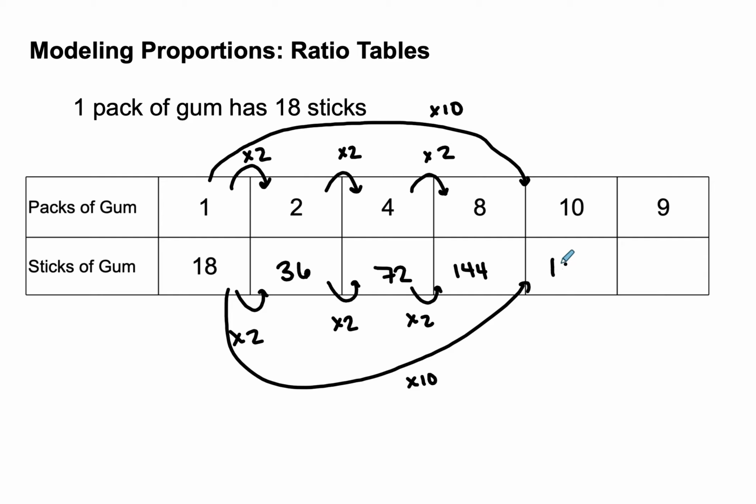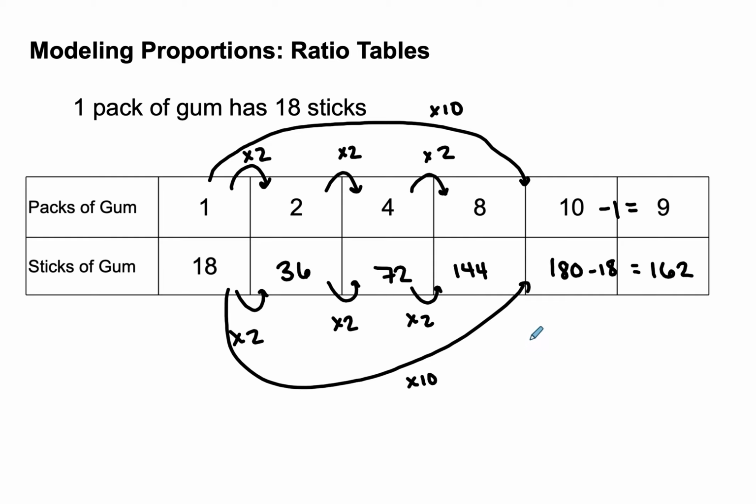18 times 10 is 180. And then I could get to 9. So I could do 8 sticks plus 1 stick more. I could subtract out what 1 pack is, which is what I'm going to do. So if I had 10 packs and I took away 1 pack's worth of gum, it would give me 9. So if I take away 1 pack's worth of sticks, then I'm going to have 162.